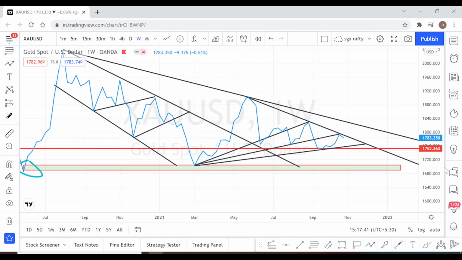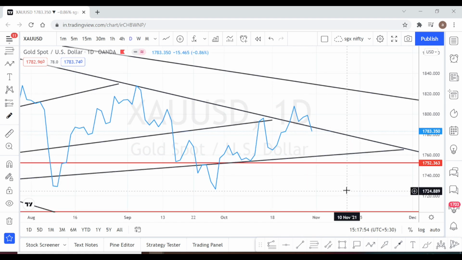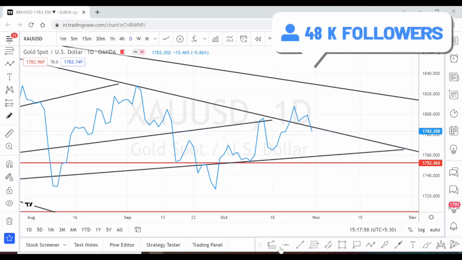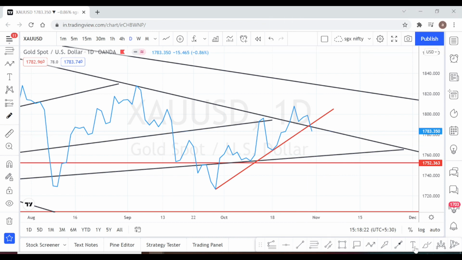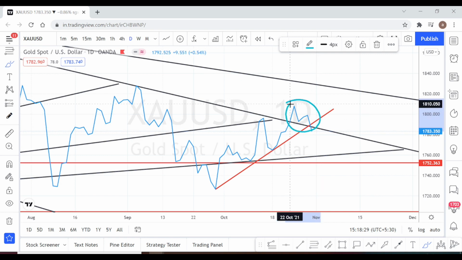Let us do the analysis in the daily time frame. So I'm in the daily time frame now. When we look at the price action in the daily time frame, we can clearly notice that this support line has been taken. You can see that it has breached this support line, and as I had explained in the weekly time frame, it is forming a double top pattern here also. A double top pattern in this currency pair means trend reversal.